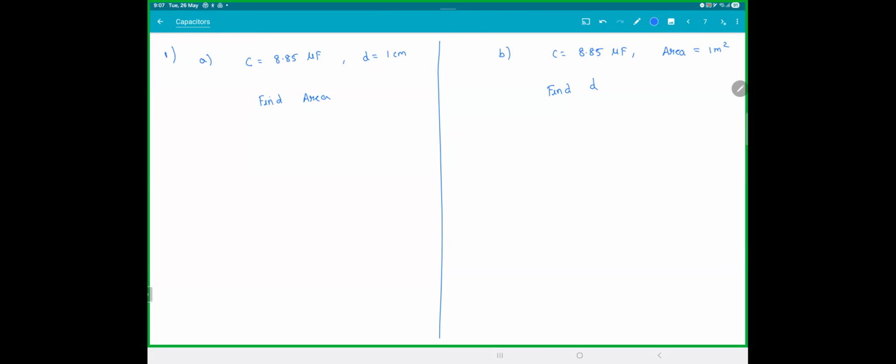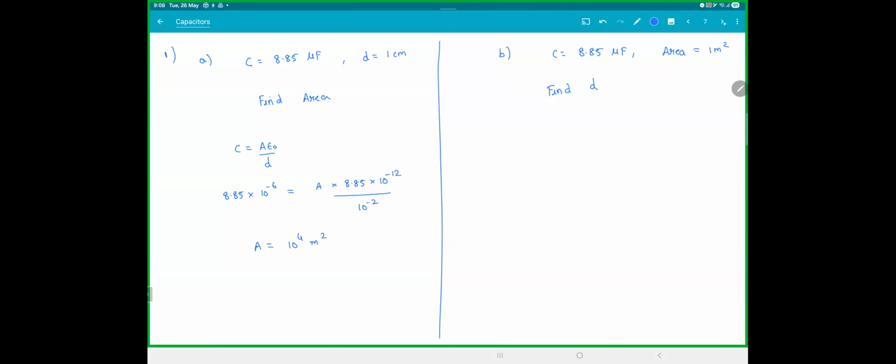Okay, let's see. So what is the formula? C is equal to A epsilon by D. So what is C? 8.85, micro is 10 power minus 6. Area, that's what I have to find. What is epsilon? 8.85 into 10 power minus 12. Hope you remember the value of epsilon. D is 1 centimeter, that is 10 power minus 2. We end up with A equal to 10 power 4 meter square.